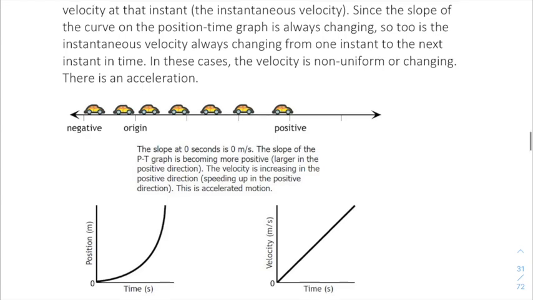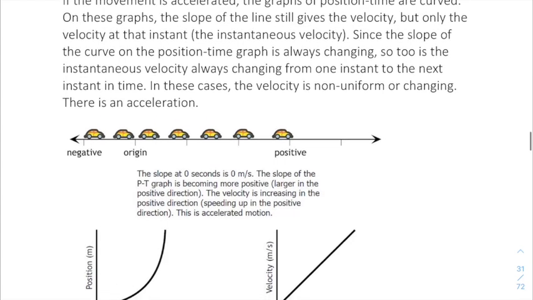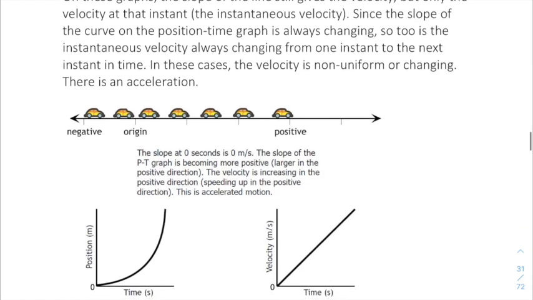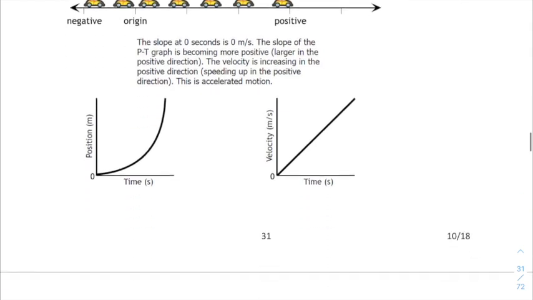So on these graphs, if the movement is accelerated, the position time graph is curved. On these graphs, the slope of the line still gives the velocity, but only the velocity at that instant. Since the slope of the curve on the position time graph is always changing, so too is the instantaneous velocity always changing from one instant to the next instant. In these cases, the velocity is non-uniform or changing. There is an acceleration.